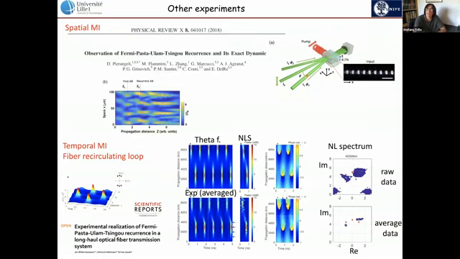And this experiment is special. Instead of using a fiber, you use a modulation with a bulk crystal and free beams. And essentially, we get very similar results. So I'm not going to comment any longer on that.